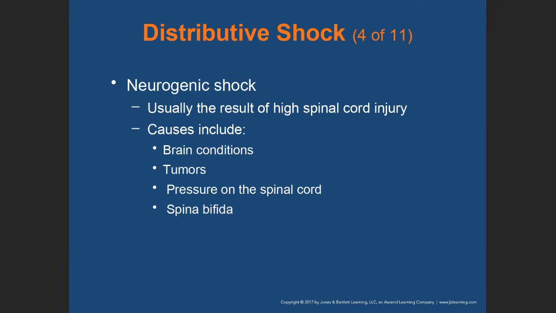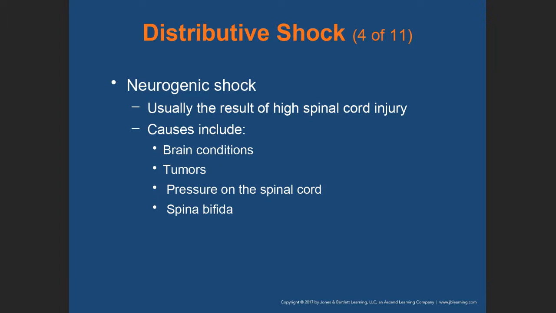You will not see cool, clammy skin in this patient. You're going to see warm skin in this patient. Again, there is no sympathetic stimulation, so there is no peripheral vasoconstriction occurring. So the presentation is very unique with this patient. You're looking for bradycardia, you're looking for skin that is warm, dry. You're not looking for cool, clammy skin in these patients. And that is neurogenic shock.